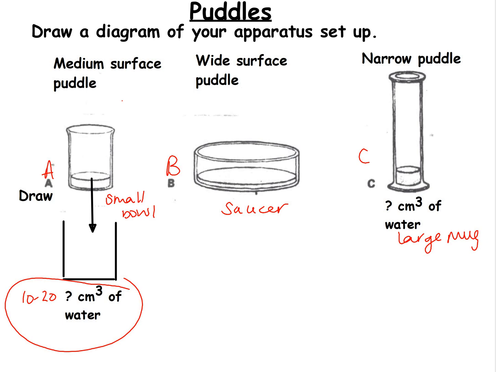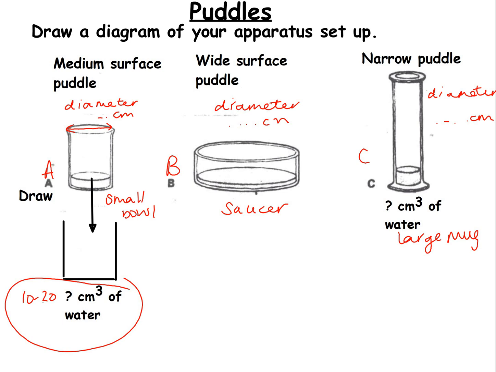And the last thing I would like you to do is I want you to take a ruler and I want you to measure the diameter, the width, of each of these fake puddle surfaces. So I want to know the diameter in centimetres. What is it for your small bowl? I want to know what the diameter is for your saucer or plate, whatever you've used here. And I want to know what your diameter is for your narrowest puddle, which is your large mug. It could be a jug, it could be anything you want.